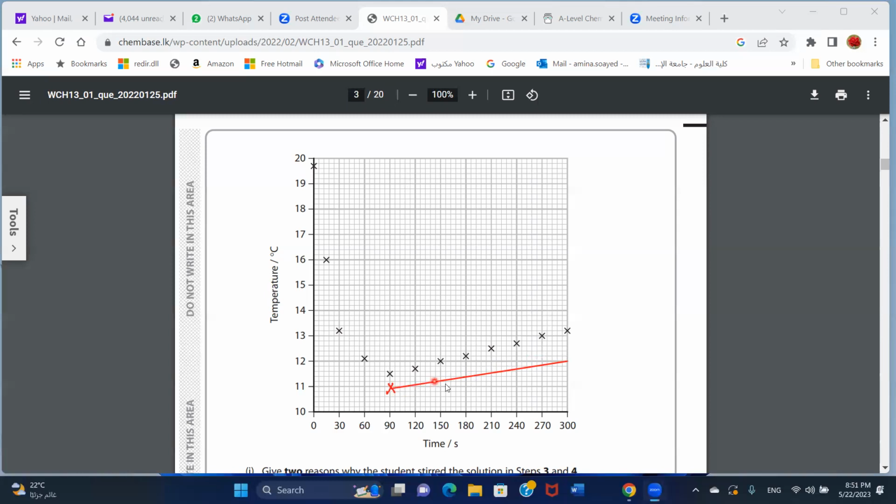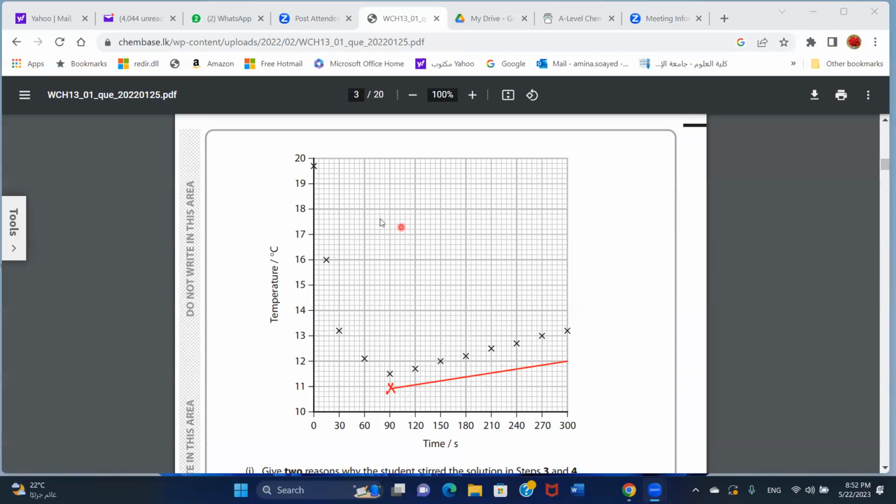So the temperature is going to be gained more slowly. It will need more time for this temperature to be gained. Yes, so this temperature will be gained more slowly.